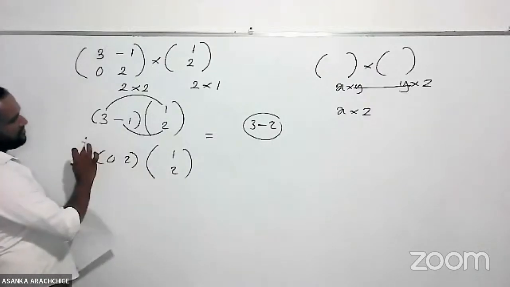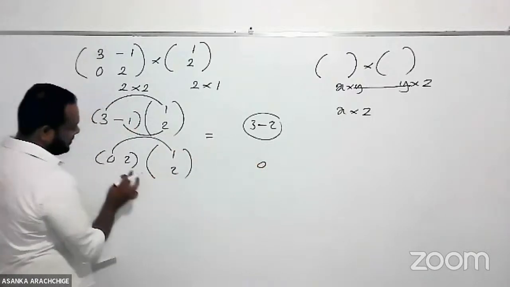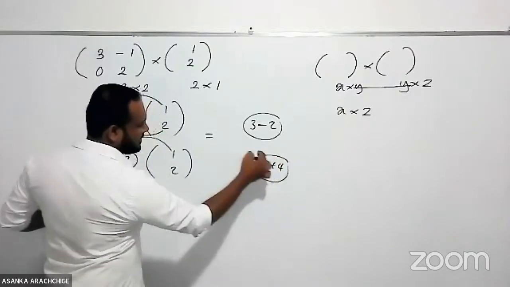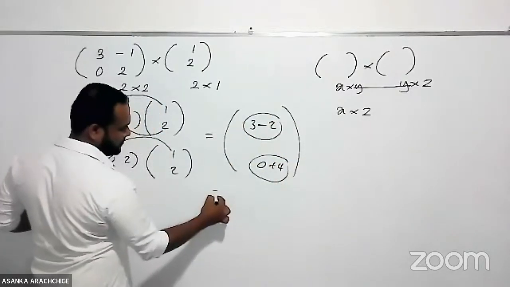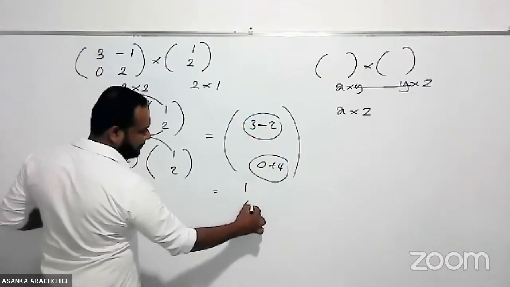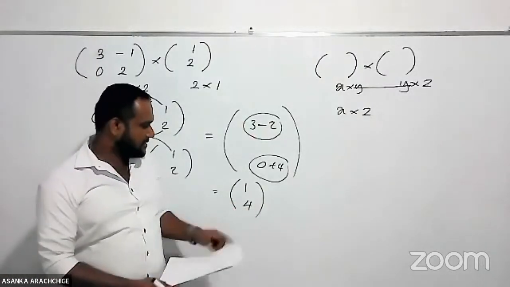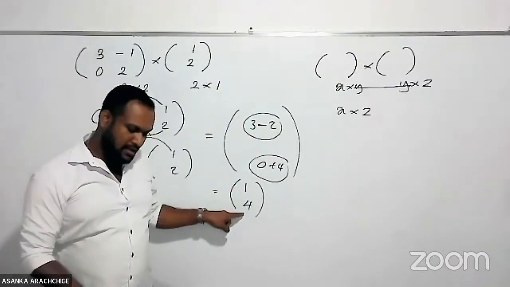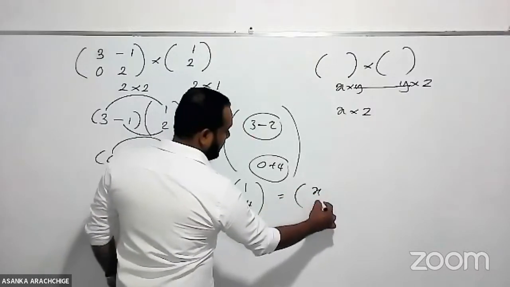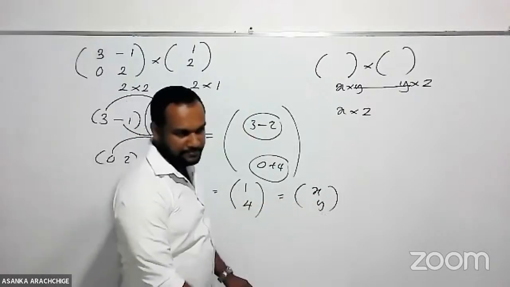Right? Then the other one, this one. 0 times 1, 0. 2 times 2, 4. The other one. This is the matrix. 3 minus 2, 1, 0, 4, 4. This is the resulting matrix. Then what is x? X is 1, y is 4. This is equal to x, y. X is 1, y is 4.